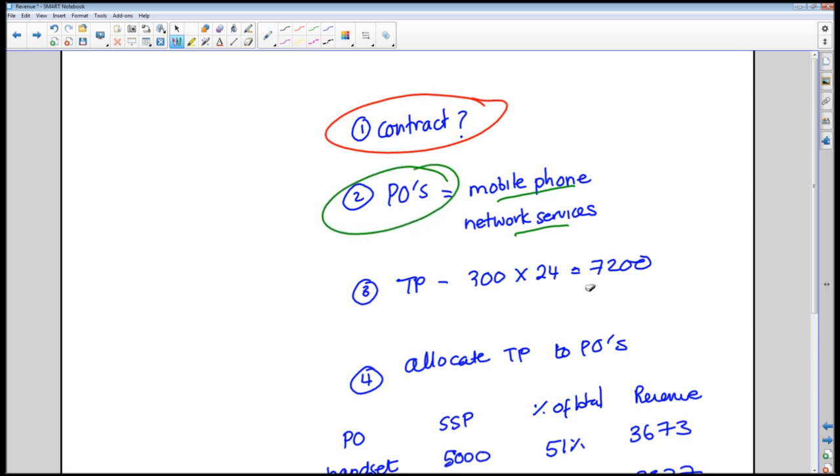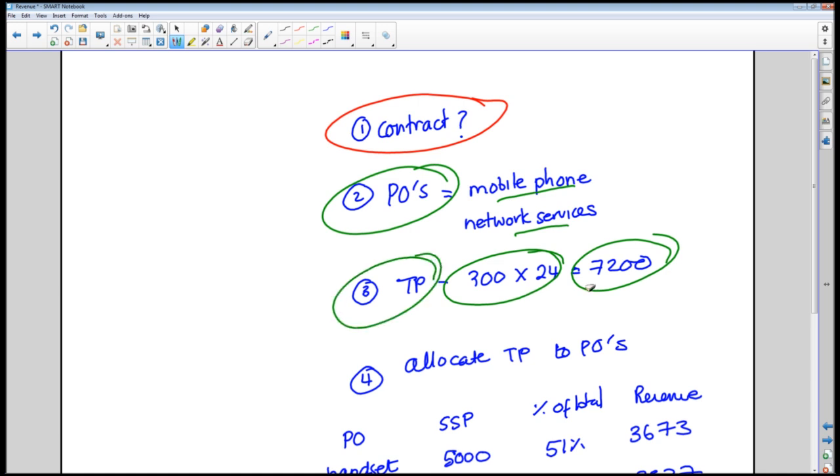The third step would be to work out what the transaction price is. In this situation, it's pretty easy. We don't need to worry about the time value of money. We don't need to worry about any variable considerations. We don't need to worry about any non-cash considerations, etc. This customer, through a debit order, will be giving us 300 rands per month for 24 months. So our transaction price is pretty easy, 7,200 rand.